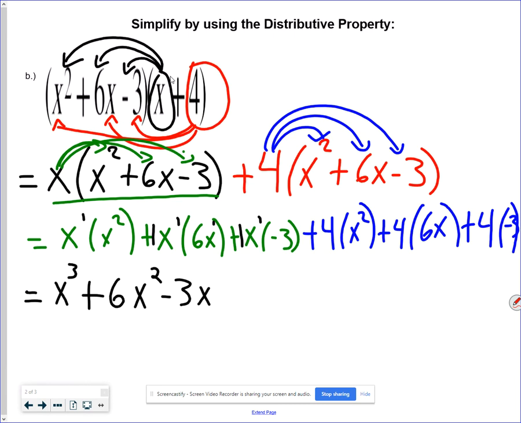Then we simplify over here, we'll have 4 times x squared to get plus 4x squared. 4 times 6x, 4 times 6 is 24, and then we have our x, and then 4 times 3 is negative 12. And now we can combine our like terms.